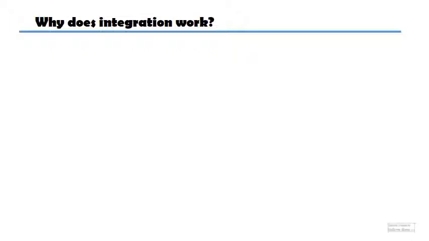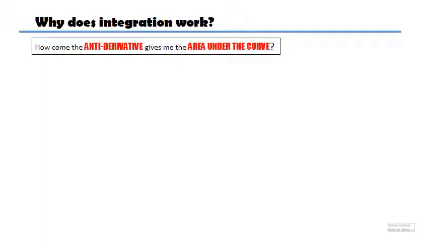Hello, welcome to this video where I'm going to explain why integration works. In detail, I'm going to explain why the antiderivative gives me the area between the curve and the x-axis. How come it happens? How come it works? So suppose that I have the following function.